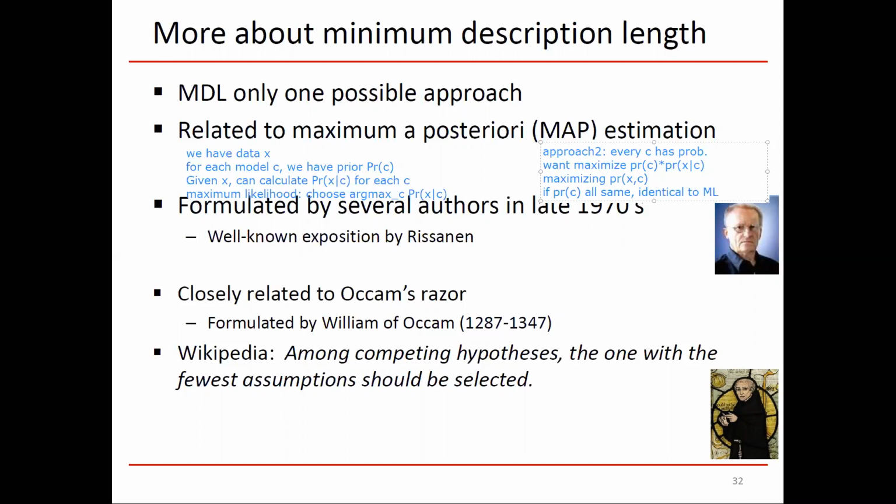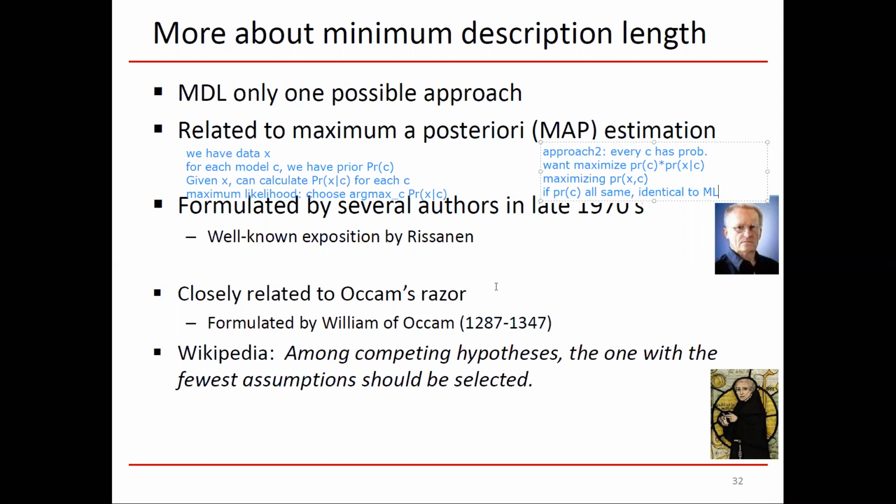But realistically speaking, oftentimes, as in my example with 1 parameter versus 2 parameters, the models with 2 parameters have lower probability than the models with 1 parameter. So oftentimes the probabilities for the C's are going to be different. And then maximum a posteriori, which is what I just described, the second text box, gives more precise results than maximum likelihood. So MDL was formulated, again, related to maximum a posteriori.